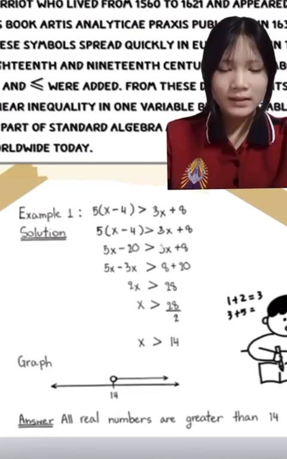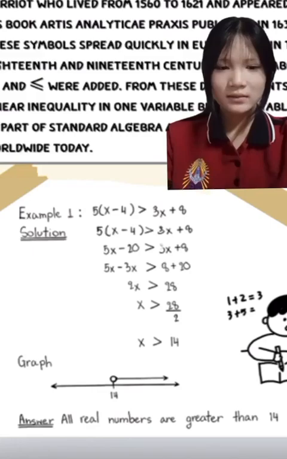Next, we move 3x to the left side. 5x minus 3x is 2x. At the same time, we move minus 20 to the right side, and it becomes plus 20. So now we have 2x is greater than 28. Then we divide both sides by 2, so x is greater than 14.